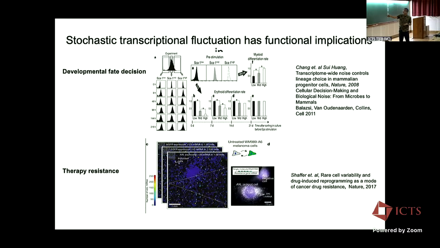Second example comes from development. This comes from cancer therapy resistance, melanoma, vemurafenib treatment. These are clonal cells. And just by chance, some cells will resist the drug. Okay? And these cells happen to have just accidentally high expression of AXL and other resistance genes. So these are called AXL jackpot cells.